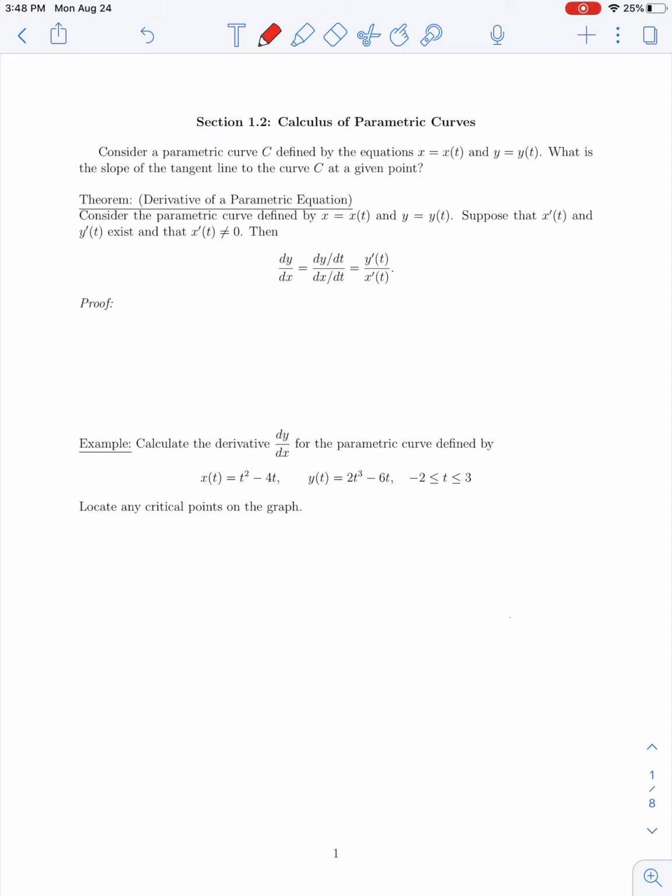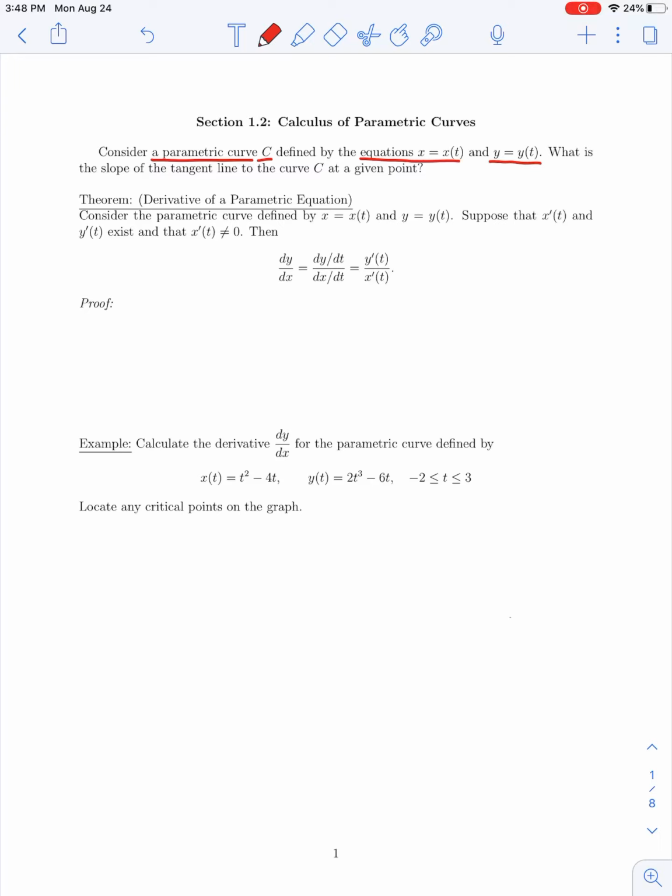Okay, in this lecture we're going to cover the first part of our section 1.2 material on the calculus of parametric curves. So let's start this section by posing a question. Suppose that we have a parametric curve, let's call it C, which is defined by the parametric equations x is equal to x of t and y is equal to y of t. Recall these parametric curves are defined using parametric equations if we're not necessarily able to define our curve as the graph of some function.